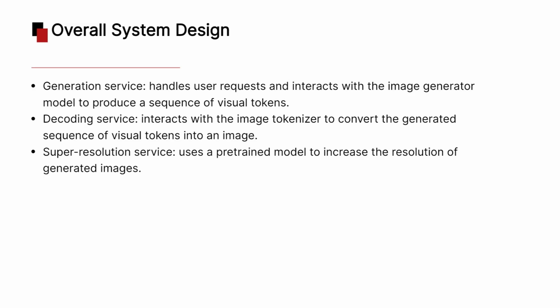We start with the generation service, which is the entry point for user requests. When a user asks for a new image, say, a sunset over snowy mountains in an impressionist style, this service interacts directly with the image generator model, in our case, a decoder-only transformer. The model generates a sequence of discrete visual tokens that encode the structure, colors, and patterns of the desired image in a compact representation. These tokens are not the image itself. They're more like a compressed blueprint of what the image should be.